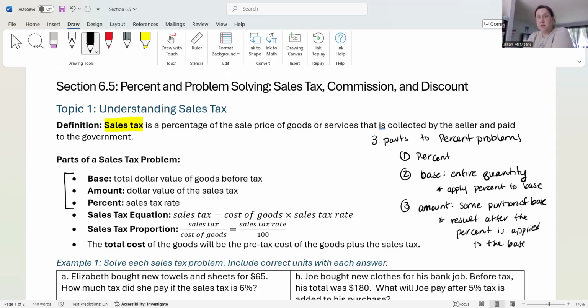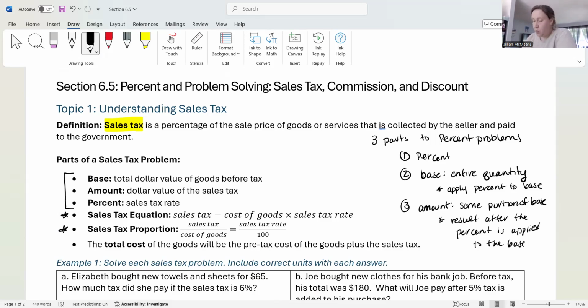Okay? Now, we can still use the percent equation and the percent proportion with sales tax. So I'll do one of each. One problem I'll do the percent equation, one problem I'll do the percent proportion just to be fair to everybody. So you've got your percent equation, you've got your percent proportion. So instead of saying amount and base, we're going to say sales tax and then cost of goods.